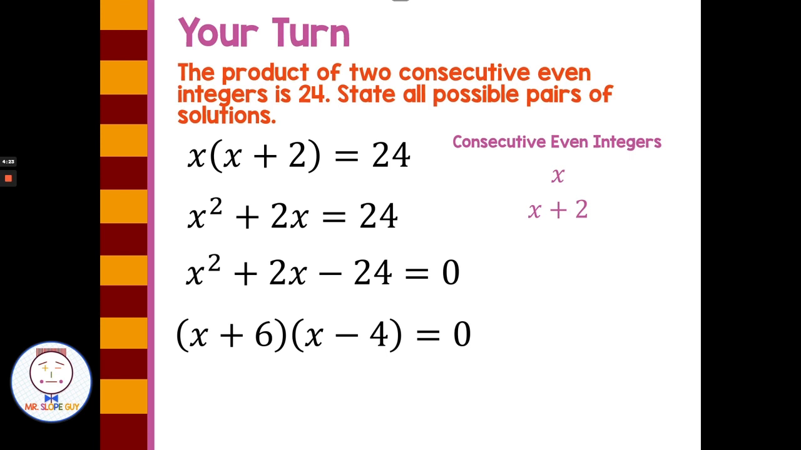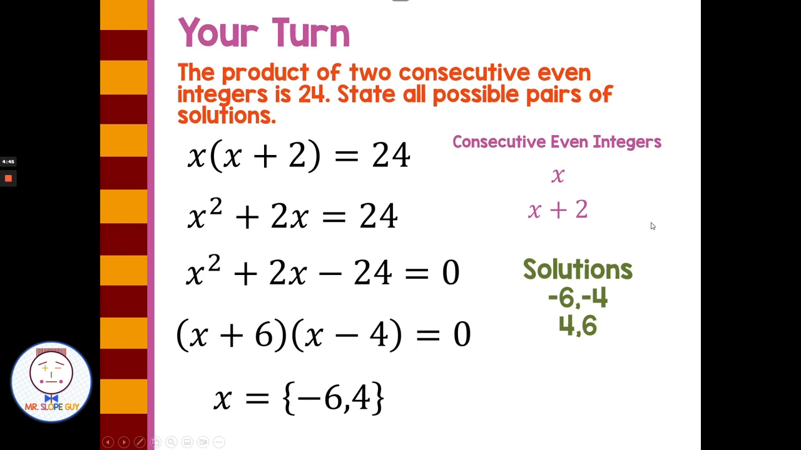Then if I solve x plus 6 equals 0 and x minus 4 equals 0, I get negative 6 and positive 4. So for my first set of answers, if x is negative 6 and then I add 2, I get negative 4. So I have negative 6, negative 4. And my second set of solutions: if x is 4, then 4 plus 2 is 6. So all of my possible pairs of solutions are negative 6, negative 4 as one pair, and 4, 6 as my other pair.